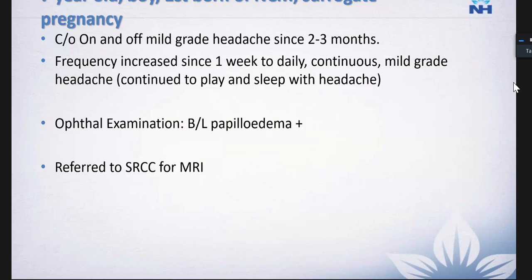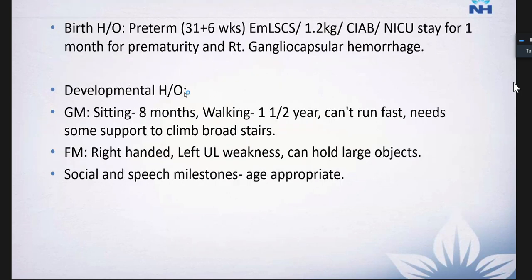Here is a 7-year-old boy, firstborn of a non-consanguineous marriage, who was having on and off mild headache for 2 to 3 months, and over the last 1 week the frequency had increased. Ophthalmologic examination revealed bilateral papilloedema, and the child was referred to our hospital. Developmentally, the child had age-appropriate milestones, so it was not looking like some sort of white matter disease.